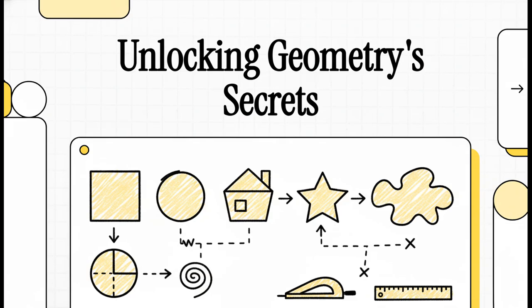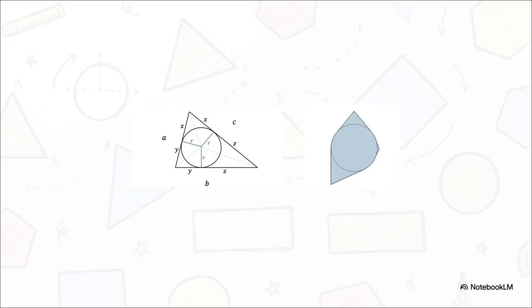We all remember learning about squares and circles back in school. But what about all the messy, complicated shapes we actually see in the real world? Well, it turns out geometry has some incredible secrets for measuring just about anything. And today, we are going to unlock them. Okay, let's just dive right in.